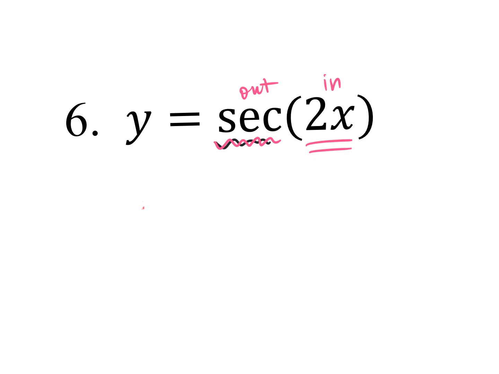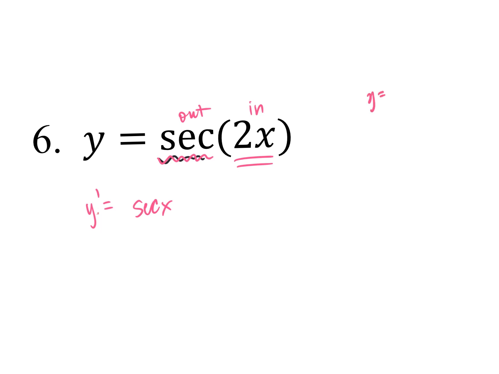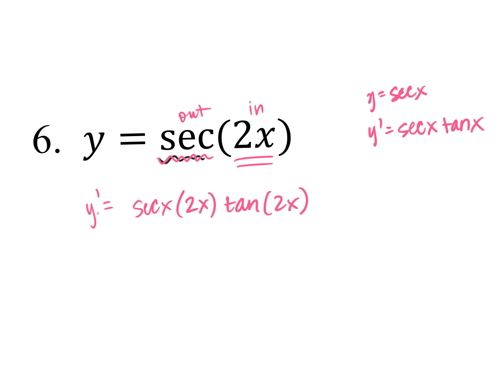What am I going to do with that 2x if that's my inner? Careful, we can only do one derivative at a time. Let me back this up. If my function was secant of x, the derivative is secant x tangent x. He's saying, wait, I got to leave my inner, the angle stays. Yes, this right here is the derivative of the outer. You left the inner. We still need to multiply this by the derivative of the inner.